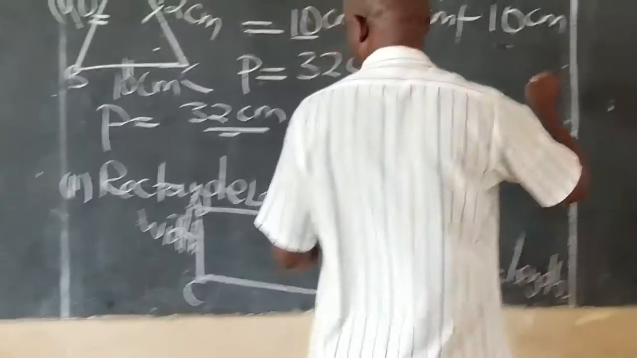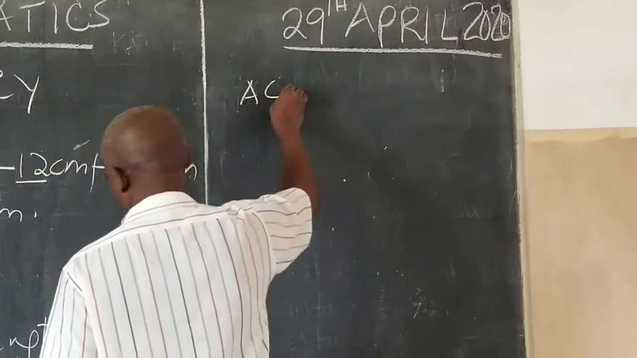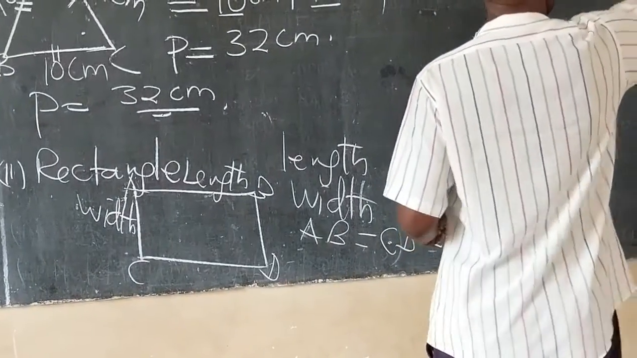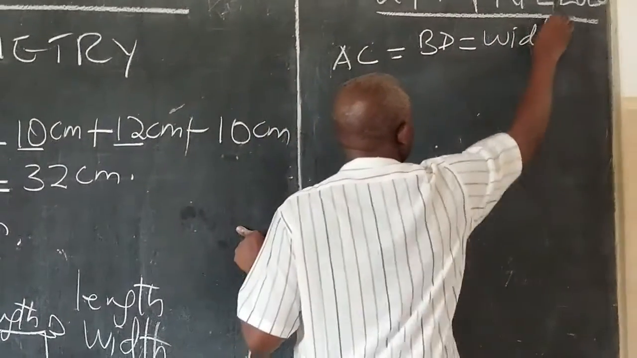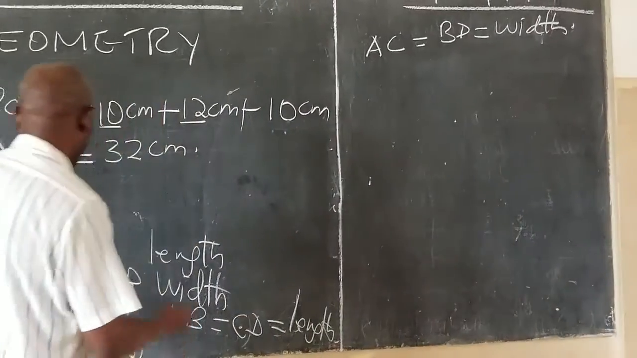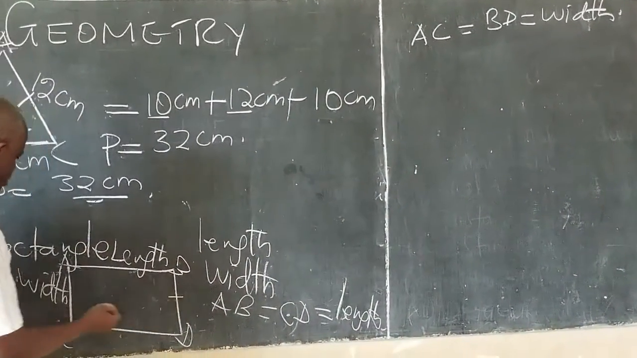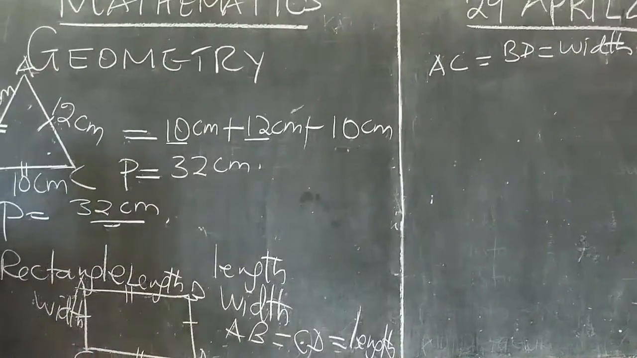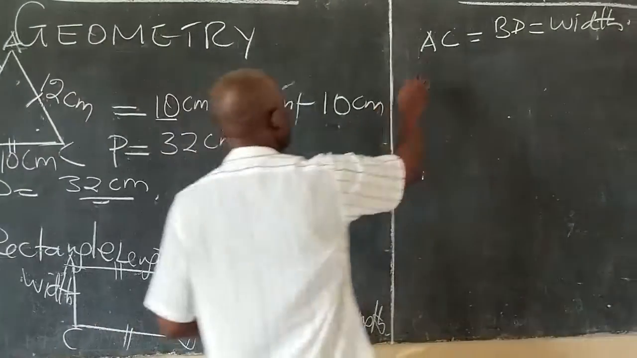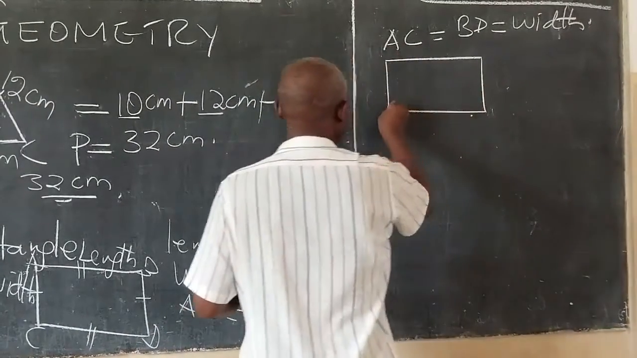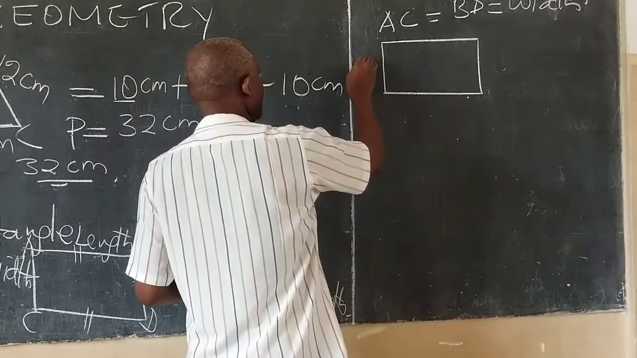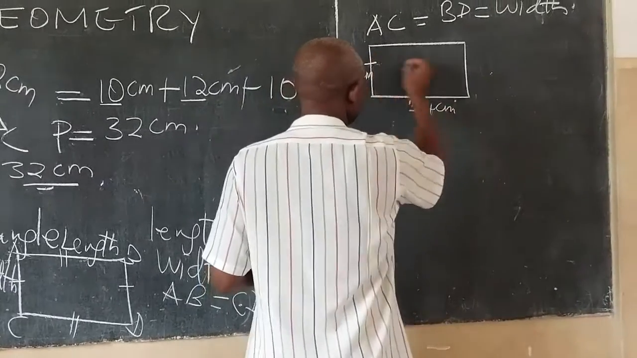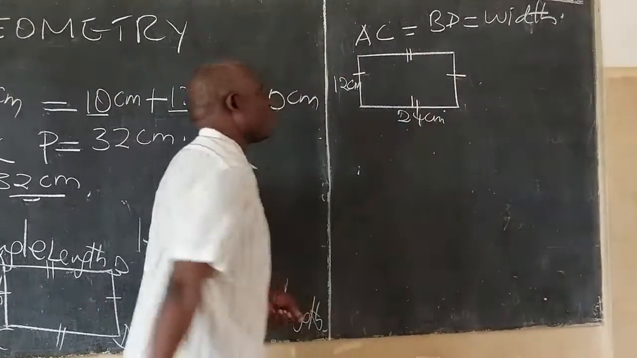And AC is equal to BD. Now this is width. Mathematically, we can show this side is equal to this and this should be equal to this. Now let's say if this rectangle, the width is 12 centimeters, and the length is 24 centimeters. Remember, this is equal to this and this equal to this.